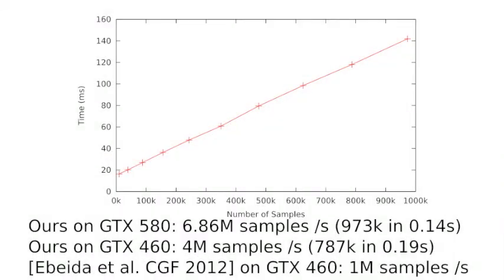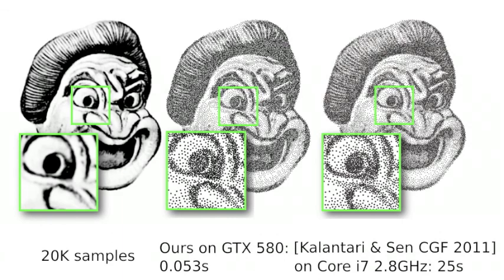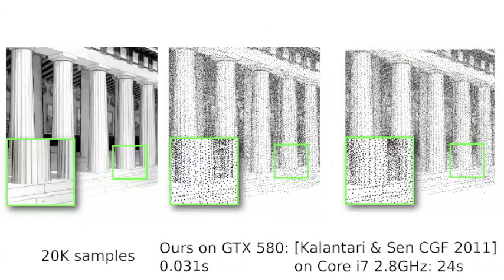Our approach can produce uniform samples at a rate of 6.8 million samples per second on a GTX 580. It is 4 times faster than the current fastest GPU dart throwing approach on similar hardware. Performing importance sampling with a parallel GPU approach is a few hundred times faster than the similar serial and discrete dart throwing CPU approach.